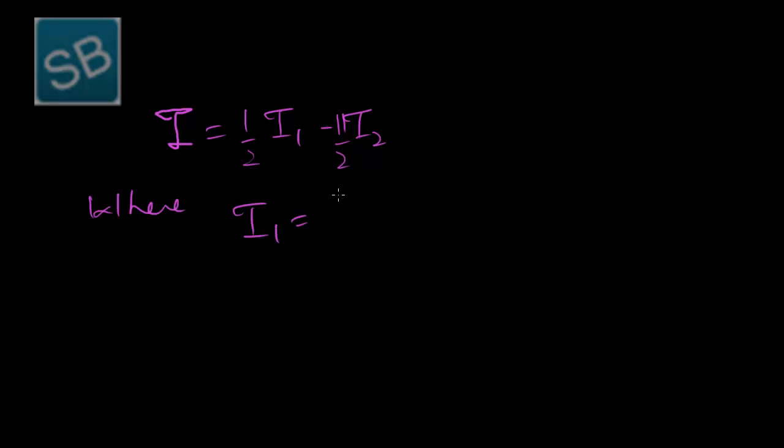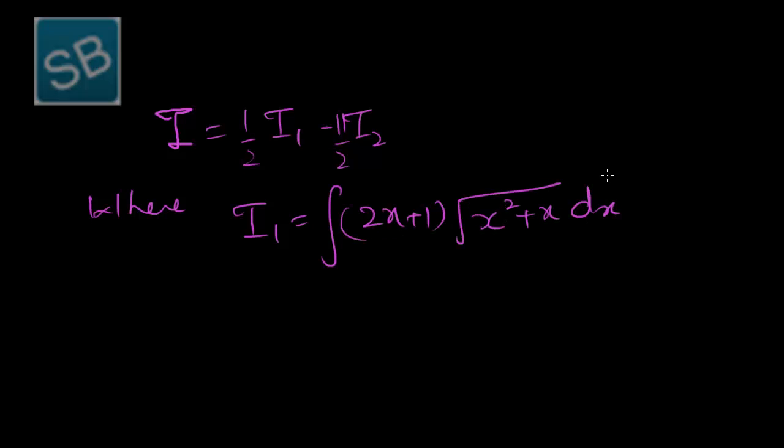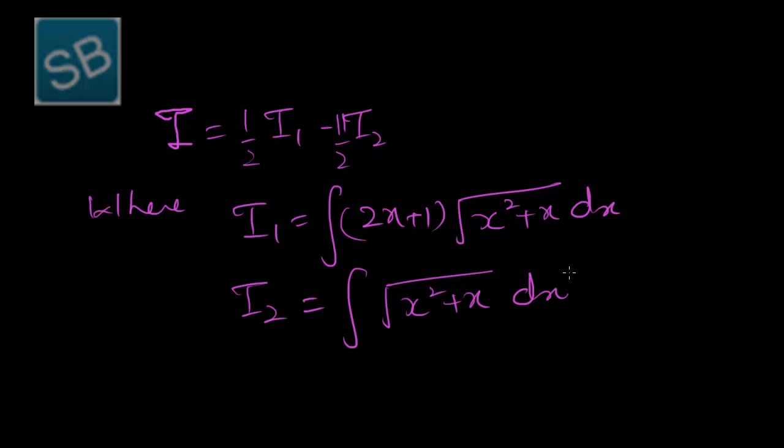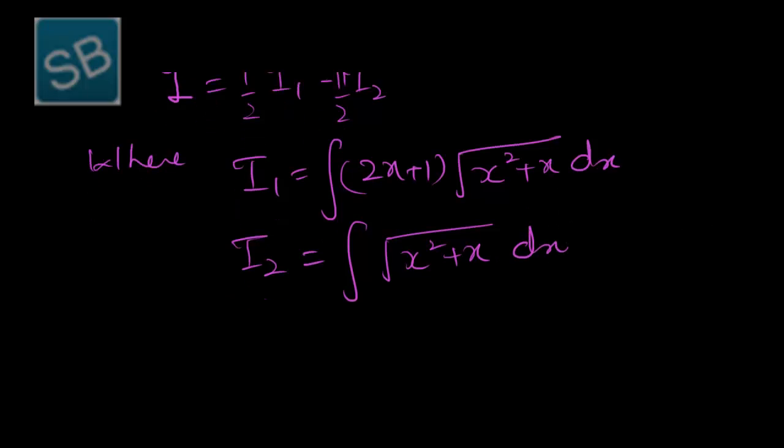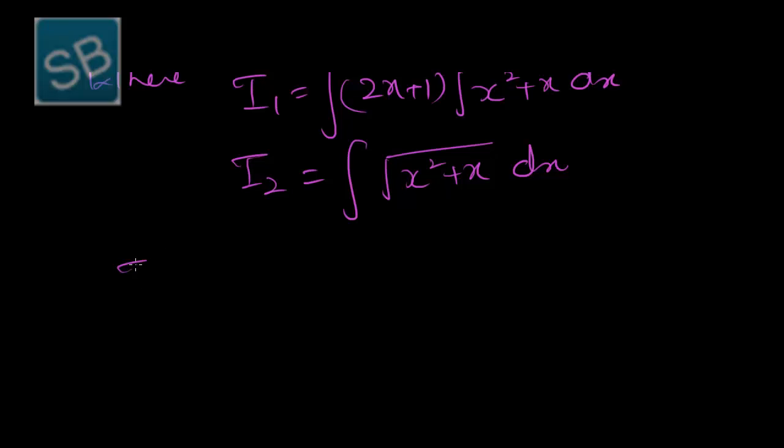We take I is equal to half I1 minus 11 by 2 I2, where I1 is equal to the integral of (2x plus 1) under root x square plus x dx, and I2 is the integral of under root x square plus x dx, as done in the article. So first of all we are going to solve I1.